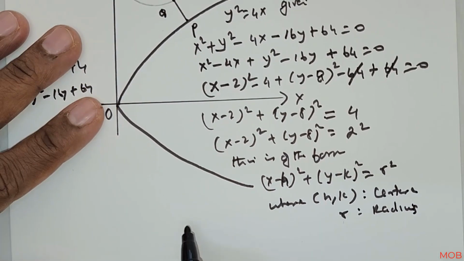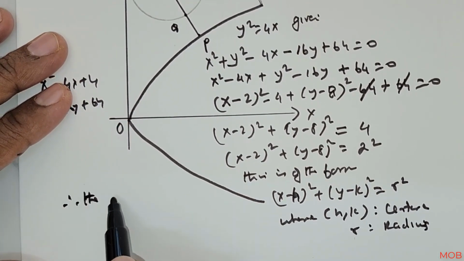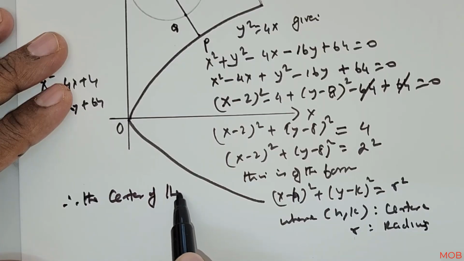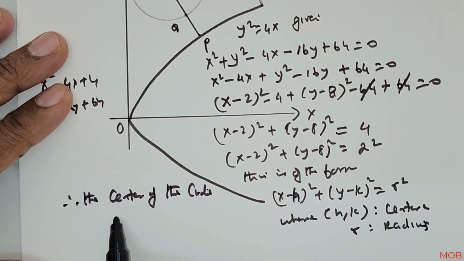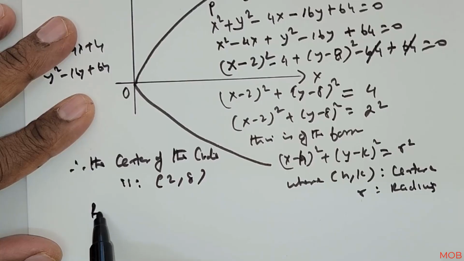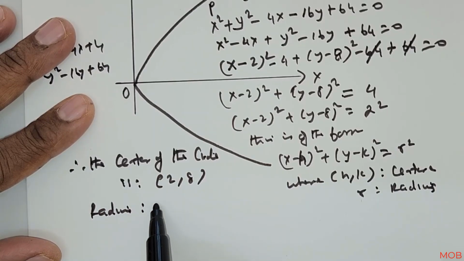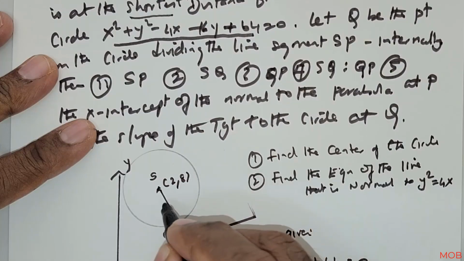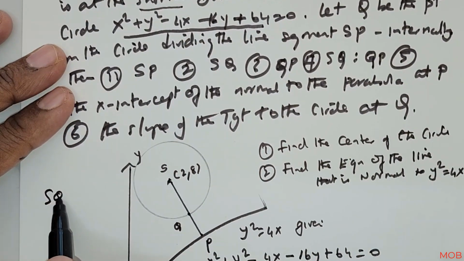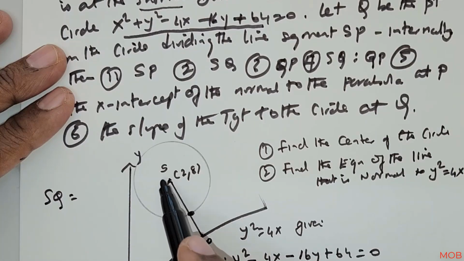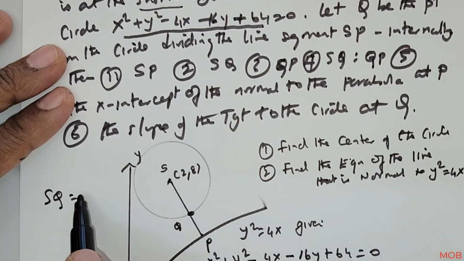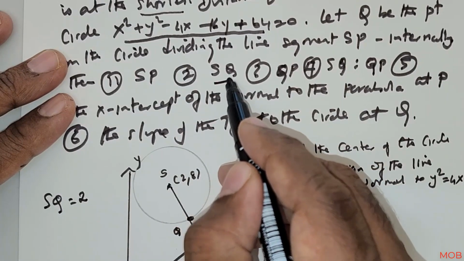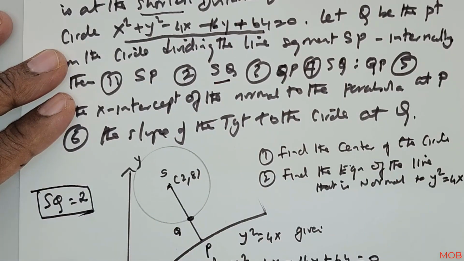Okay, so in this question, therefore the center of the circle is what? The center of the circle is (2, 8) and the radius is 2 units. So go back to the figure. So this is going to be (2, 8) and SQ is a point on the circle. So SQ is equal to 2 units. So we have already got this one. So you can put the box there.